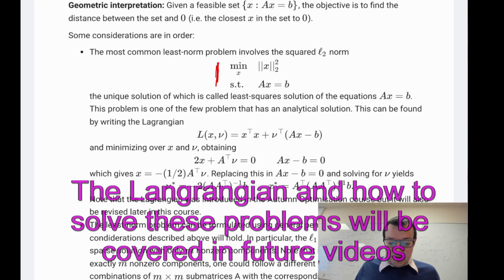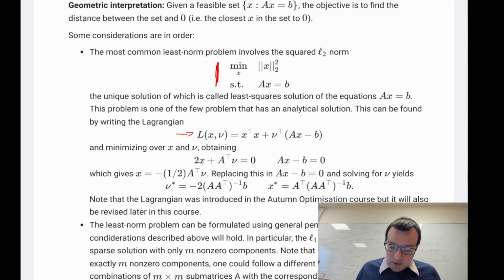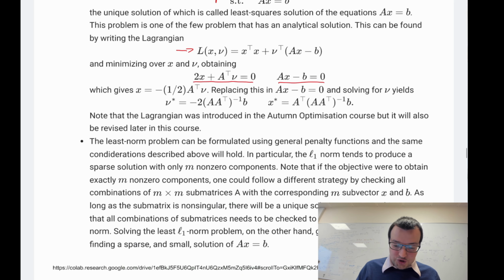Well, the first step is to form the Lagrangian, which is given over here, and then we want to compute the gradient of the Lagrangian with respect to x and with respect to the dual variable nu. So you have these two equations, and now it's just a matter of solving them. It's just algebra, and you find the optimal solution.